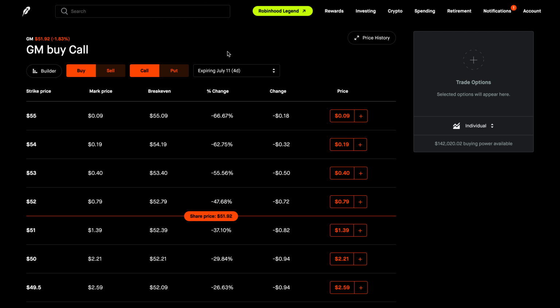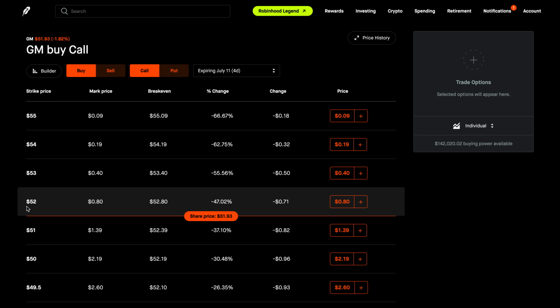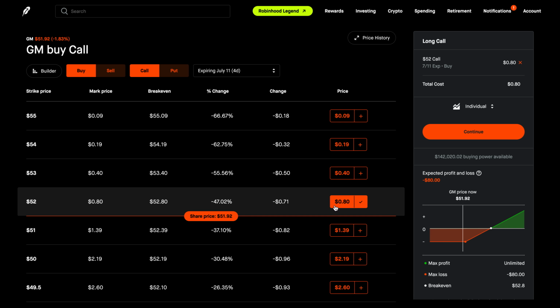So let's say that I wanted to buy a call on GM at the $52 strike. So where is that call option? So remember, your strike price column is right here. So if you look under it, here is the $52 strike. So this would be the call option at the $52 strike. And if I click on it here, we can see the current price is going to be 80 cents, but that's per share. Remember, each contract controls 100 shares. So we need to multiply this by 100. That gives us about a cost of $79 to buy this call right now.